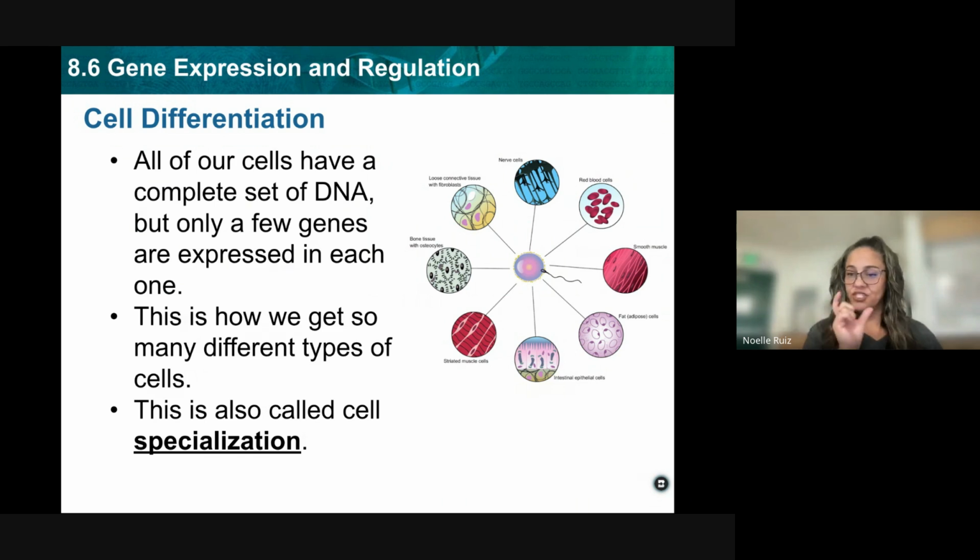But only certain genes, remember a gene is just a piece of DNA, basically get turned on so that our different cells express different traits. This is called specialization. So differentiation is the process of making all those cells different, and then specialization is the process of making each of those cells special. Kind of the same concept.